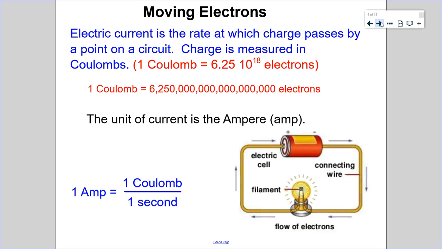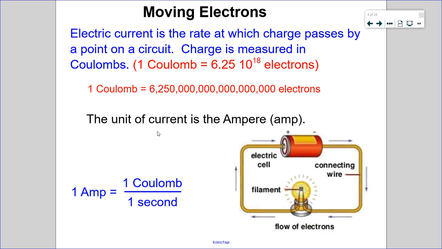And a charge is measured in something called coulombs, the units of coulombs. 1 coulomb is equal to 6.25 times 10 to the 18th electrons. That is a very large number of electrons. It's right here written out in standard form. So it's a tremendous number of electrons.